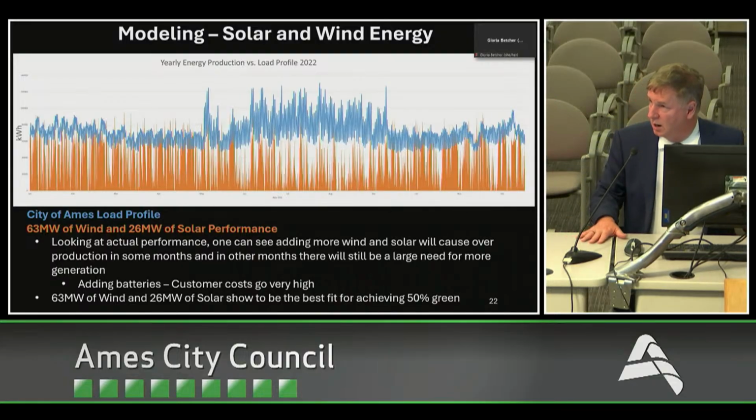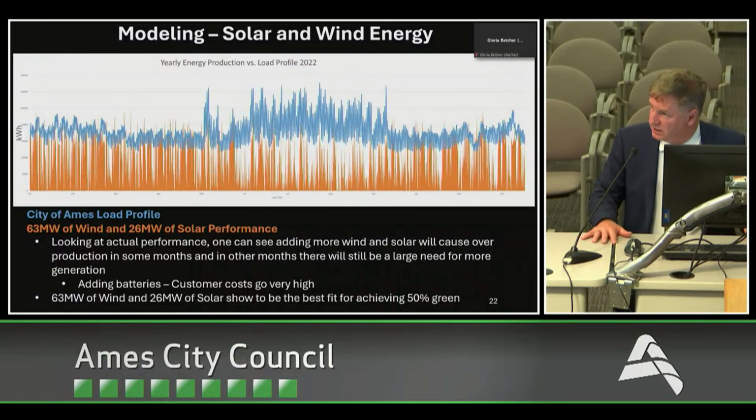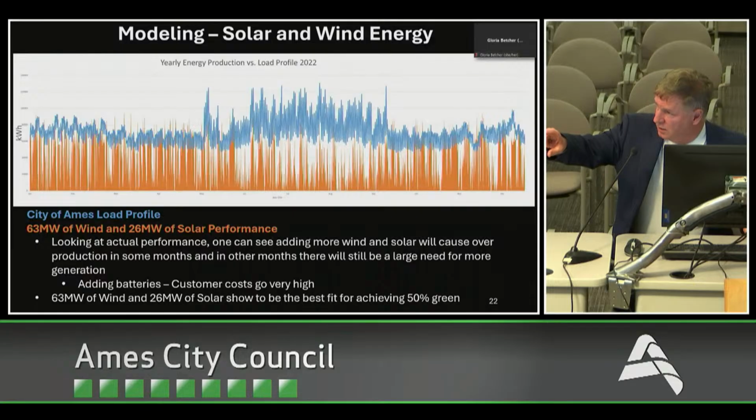The blue is our load, hour by hour, plotted for the entire year. And as you can see, when you get into the summer, way high spikes and then it drops. The orange represents what 63 megawatts of wind and 26 megawatts of solar would do. And what's significant here, several things. One is when you look at the summer, there's a lot of white space. So we're not meeting that.